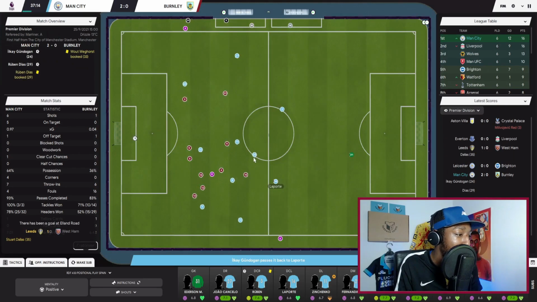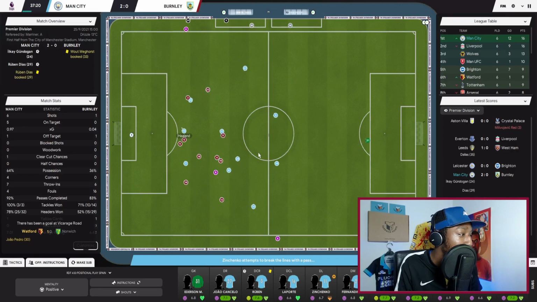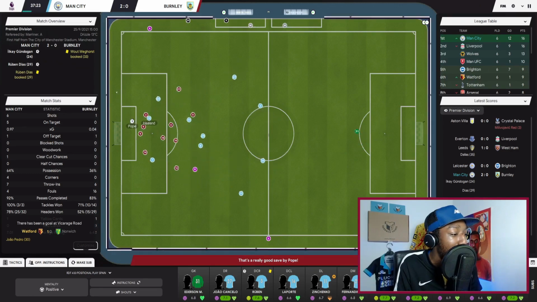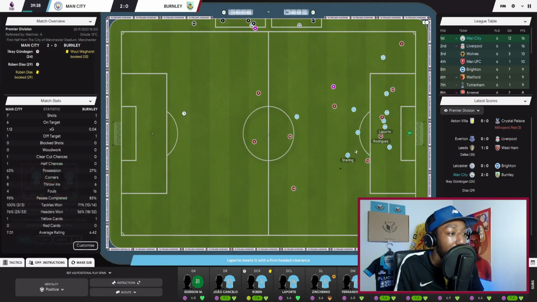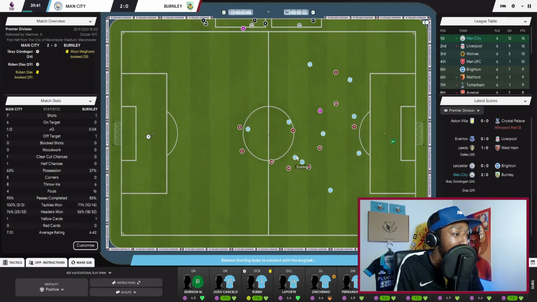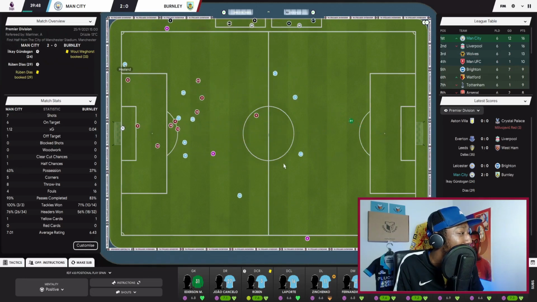Here's Gundogan now. Plays it to Laporte. Laporte out to Zinchenko. Plays it to Haaland. He holds it. Oh, that's a great piece of play by Haaland there. Here's Taylor now for Burnley, running down that flank. Are we going to head it out? Yes, Laporte. Here is Sterling now, the central midfielders, looking for some sort of space, but he just lobs it forward to Haaland.